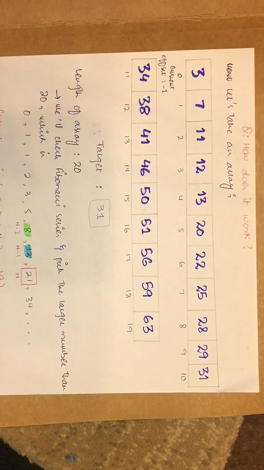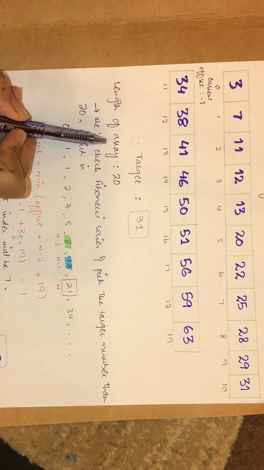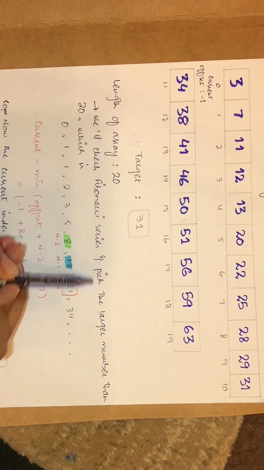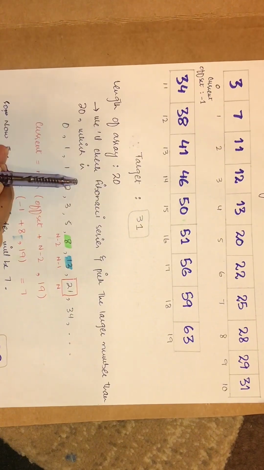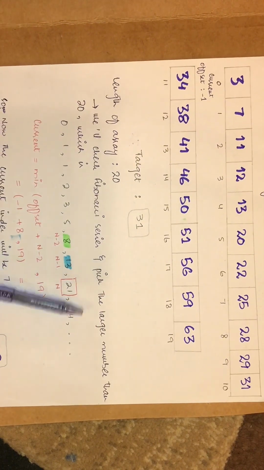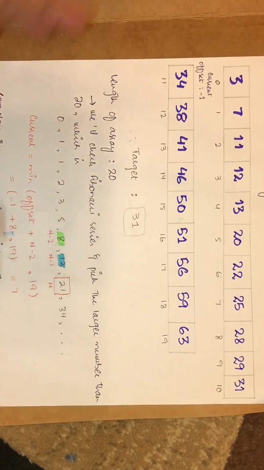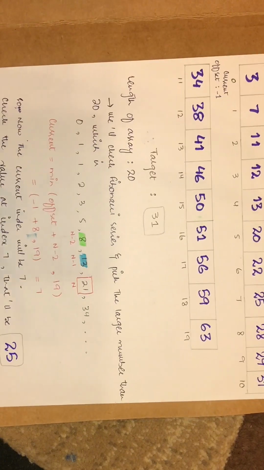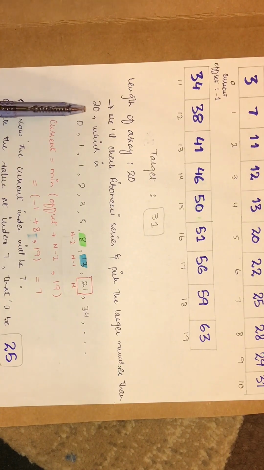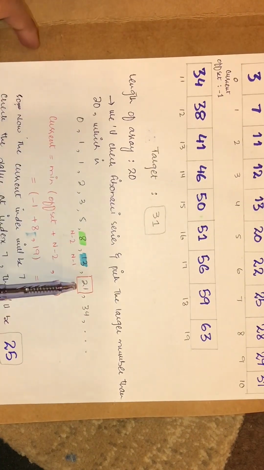Okay, now how does this work? Let me start. Length of the array. Our length of the array is 20. We will check in the Fibonacci series and pick a number larger than 20, and then we will move backwards, meaning we will move to the left side of the sequence. Let me tell you how. First, I need a slightly larger number than 20, and the slightly larger number than 20 in the sequence is 21. So I have chosen 21.